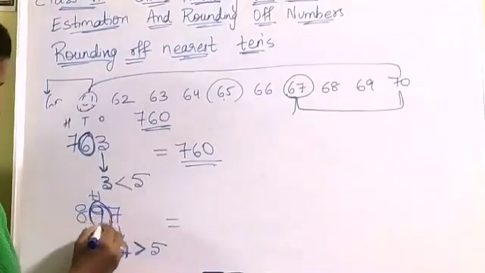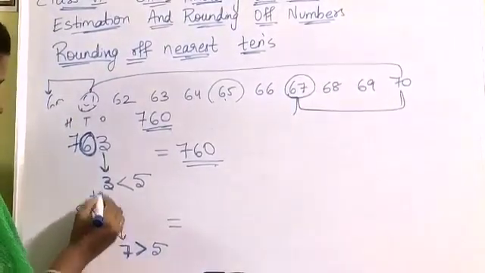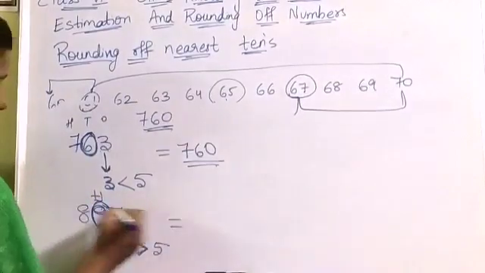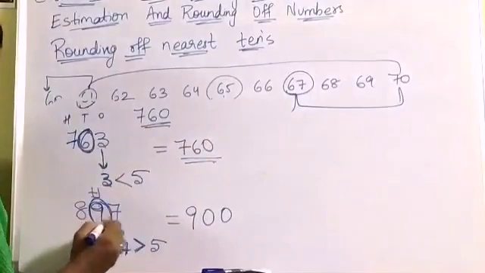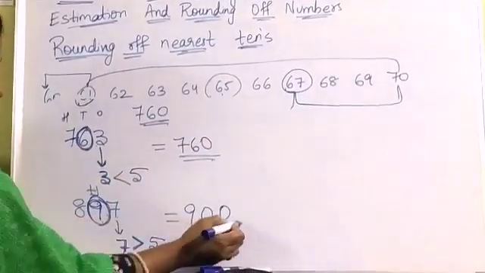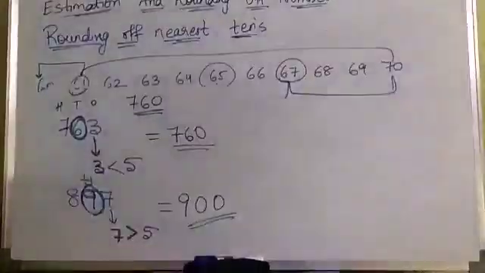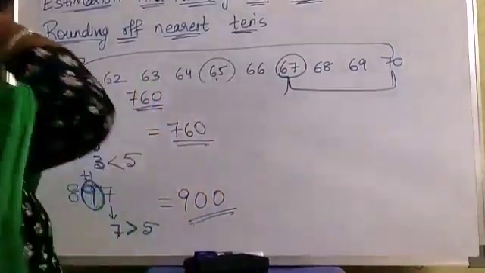9 plus 1 is 10. 0 you should write, take 1 to the other number. So it will become 9, 0, 0. So 897 is nearer to 900. So you will get 900. One more example I will take.